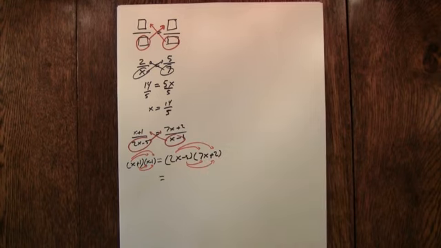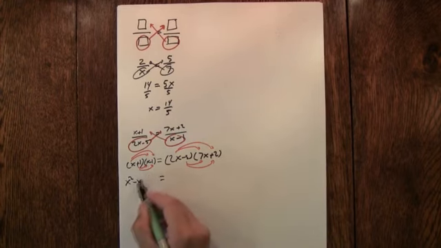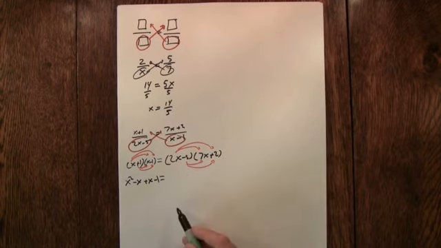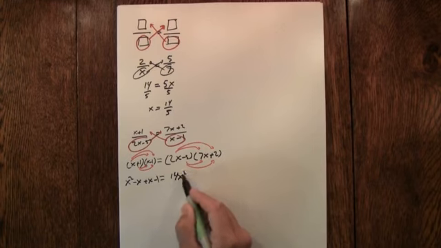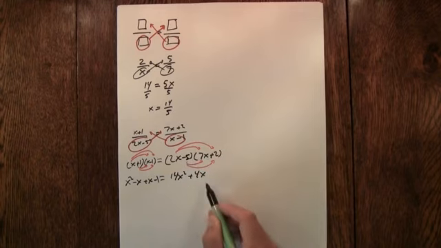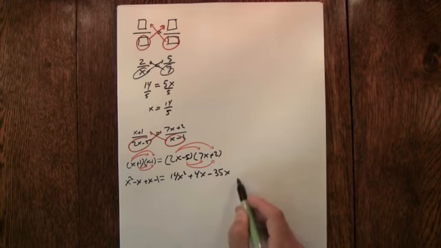Now, if we multiply this out, we're going to get x squared. x times negative 1 is negative x. 1 times x is x. 1 times negative 1 is negative 1. Over here, we do the same thing. This multiplies this: 14x squared. This multiplies this is going to be plus 4x. This multiplies this is going to be minus 35x. This multiplies this is going to be negative 10.